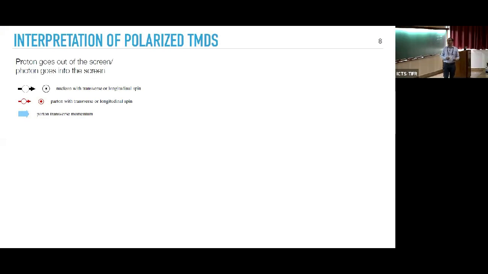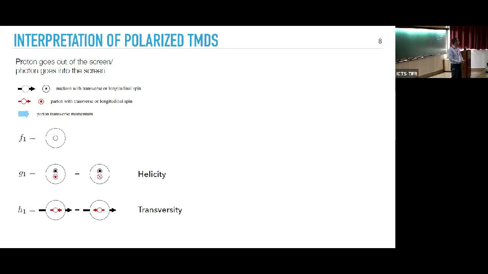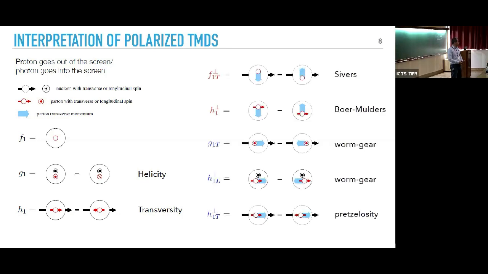So again, I will not emphasize this too much. It has to do with the probability of finding the quark with a certain polarization inside a hadron with a certain polarization. The three functions F1, G1, and H1 can be defined as TMDs, so with transverse momentum dependence. But they also survive if you integrate over transverse momentum. So they have also a collinear PDF counterpart. And the others are really genuinely only TMDs. And this is for the naming system I will use.